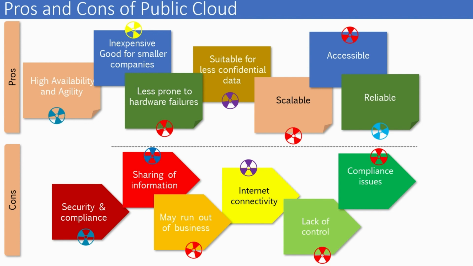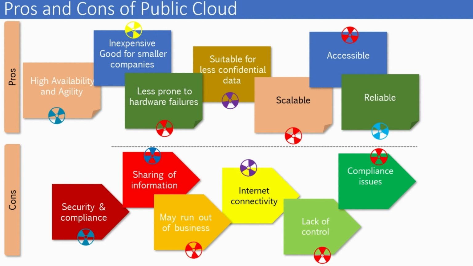Third one, may run out of business or be sold. A cloud service provider may run out of business due to lack of support from the public. Since CSPs have invested heavily in setting up data centers, they will be looking for adequate revenue out of the investments made. Sometimes CSPs might be bought over by other CSPs.